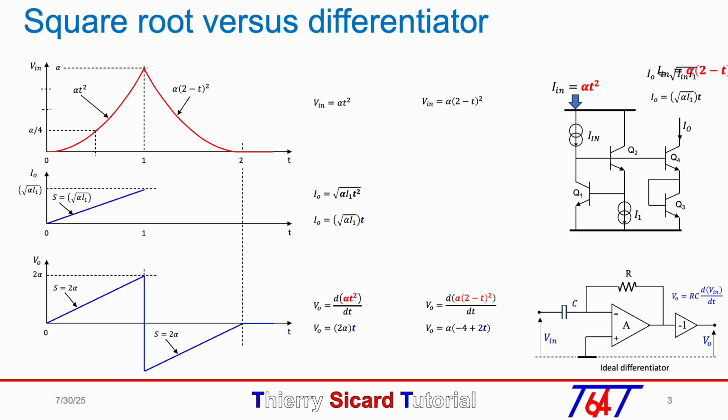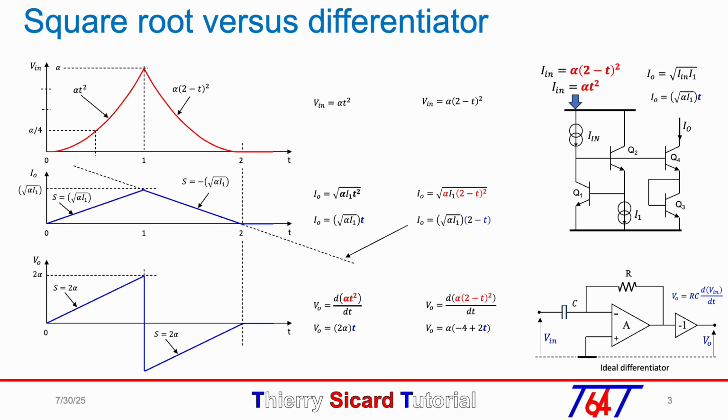Now let's see the effect of the second part quadratic function on the square root circuit. The input current is equal to alpha times (2 minus t) squared, and the output current is equal to the square root of alpha times I1 times (2 minus t). This expression gives a negative linear slope of minus the square root of alpha times I1, as shown in the output current versus time diagram. The output current curve for this second part is shown in dotted line.